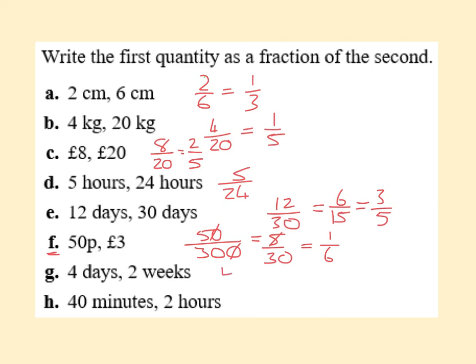4 days. 2 weeks is 14 days. 40 minutes, 2 hours, 60. 60 plus 60 is 120. Can divide them both by 10. They're both in the 4 times table.